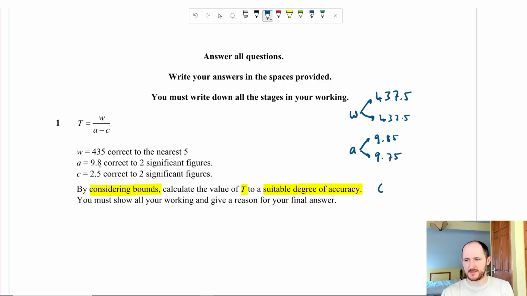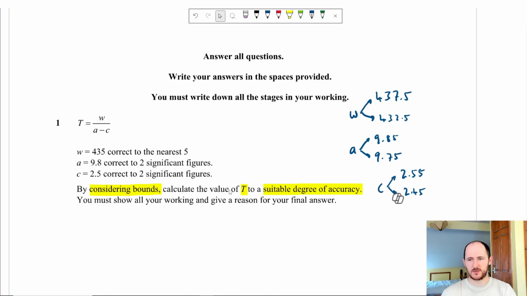And then lastly, we have C, which again is 2 significant figures. So we're going to add 0.05, so that's 2.55. And we're going to subtract it, 2.45. That right there has gotten us, well, just 1 mark in this question, but I've seen it give you 2 marks in others. Now, what do we think it means?